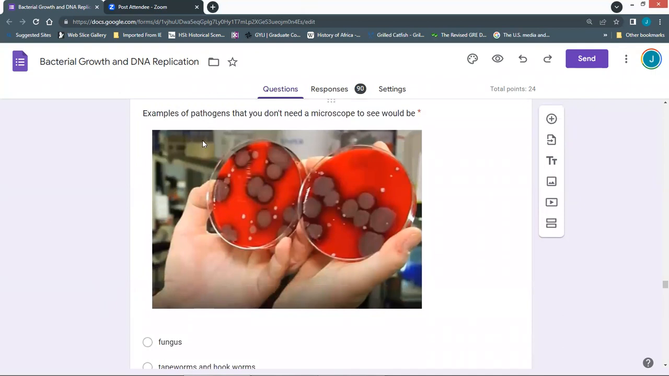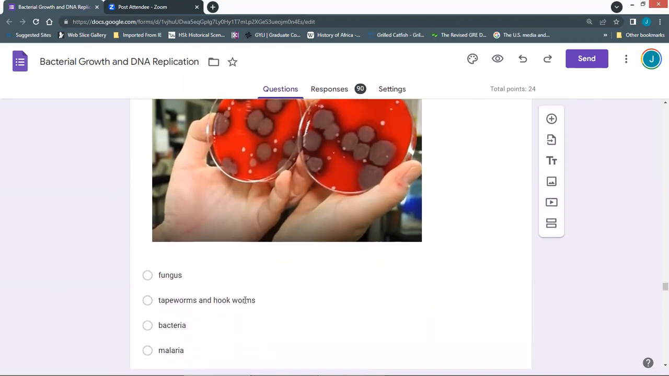All right. Examples of pathogens that you don't need a microscope to see would be tapeworms and hookworms. So you can see those critters. They are not microbes, but they are pathogenic in humans and other animals. Fungi are not necessarily pathogenic. So that one's ruled out because of that. Not all bacteria are pathogens. And malaria you cannot see without a microscope.